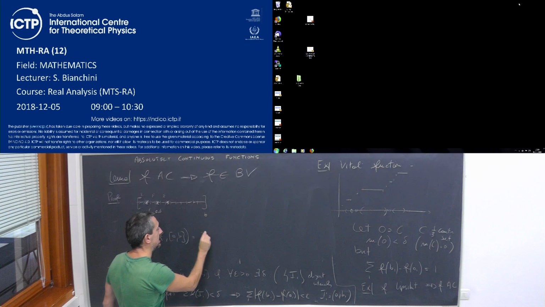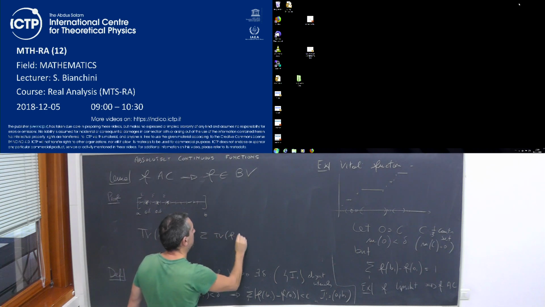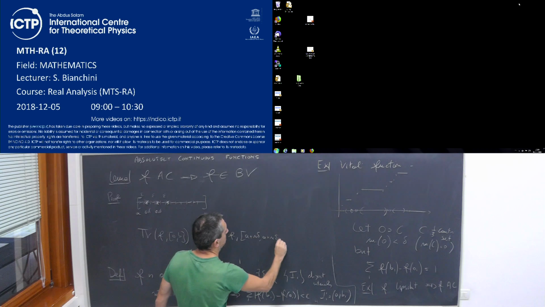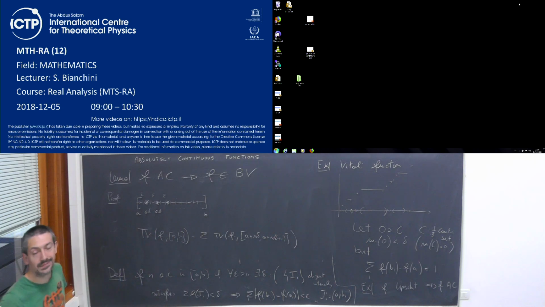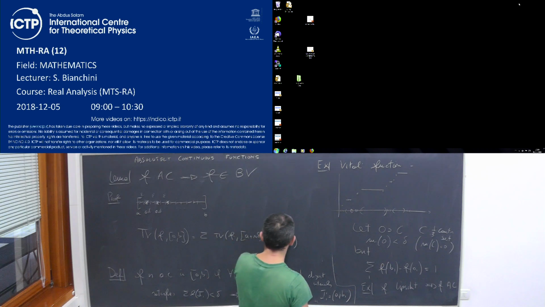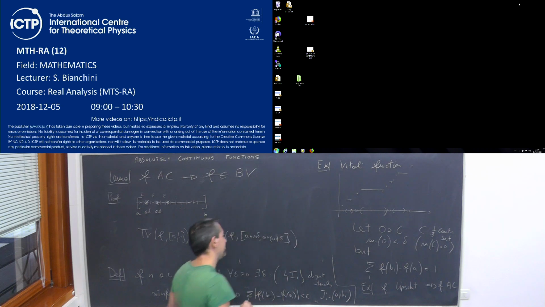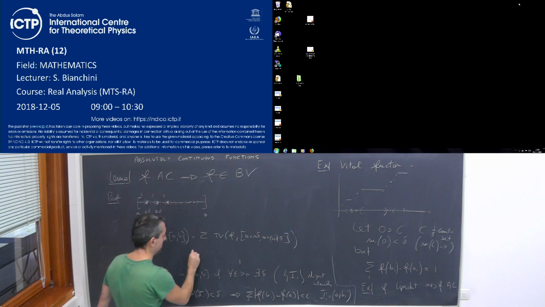Or I can write it. This is the sum of the total variation of f in [A plus n delta, A plus (n plus 1) delta]. Yes. So it's epsilon inside.